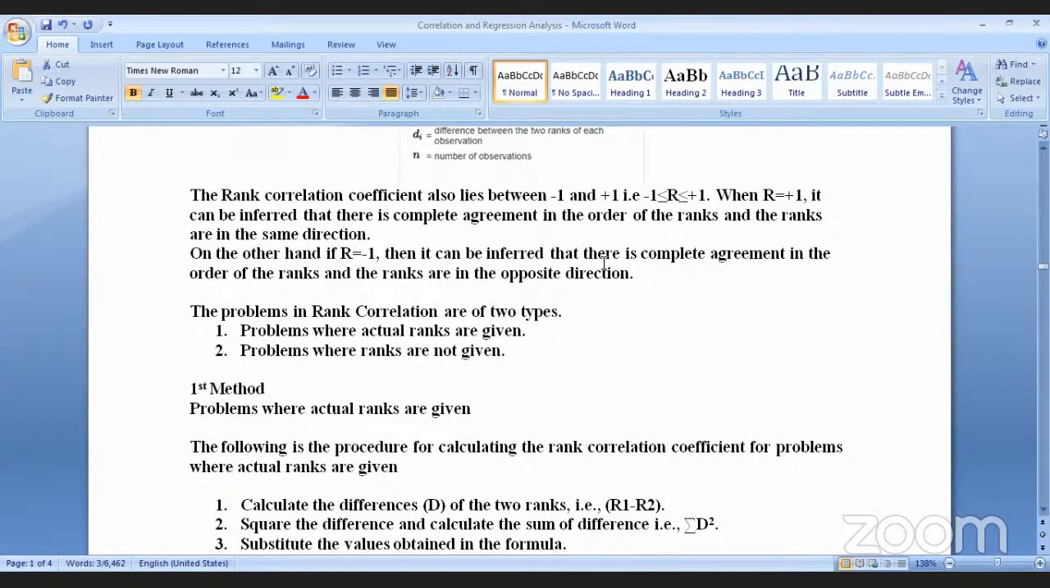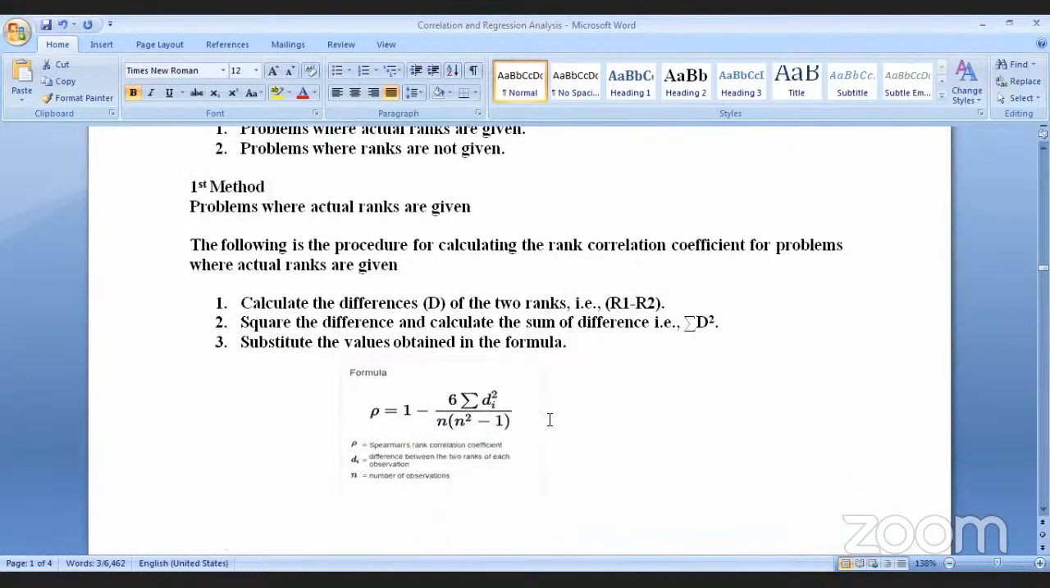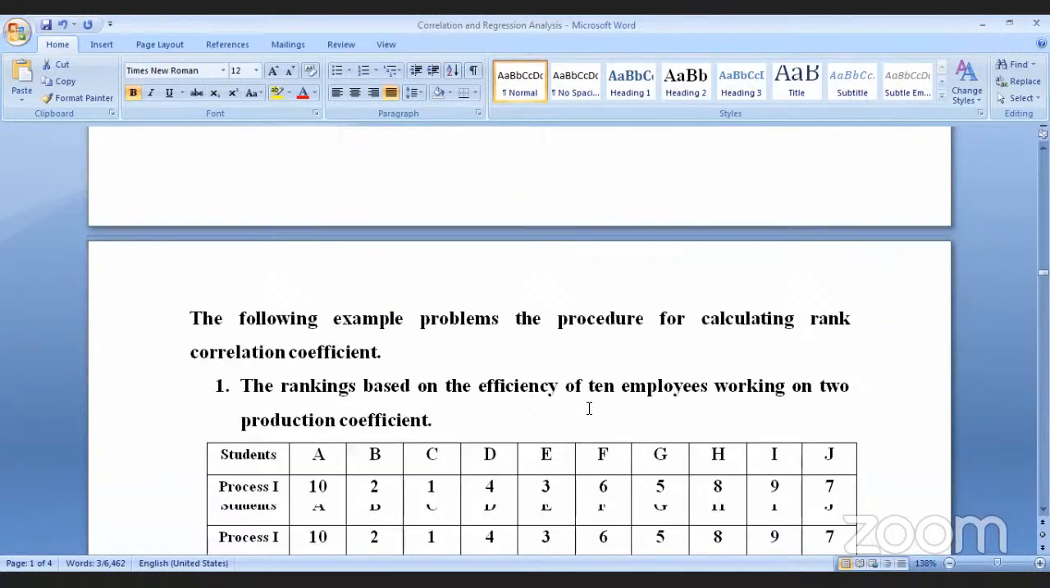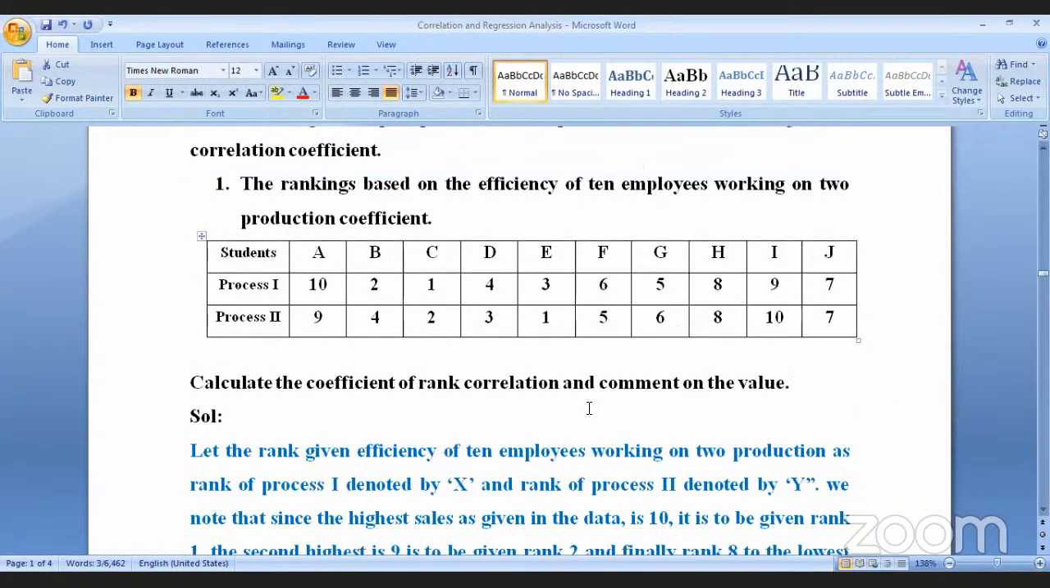In rank correlation, observe carefully, the problems are of two types: problems when actual ranks are given, and problems when ranks are not given. These two methods we are going to discuss. The first method is problems where actual ranks are given. So this is a problem.